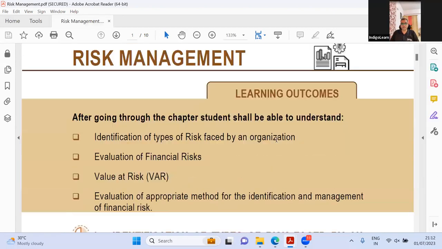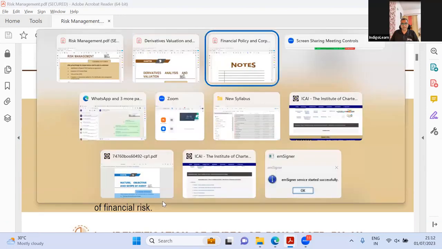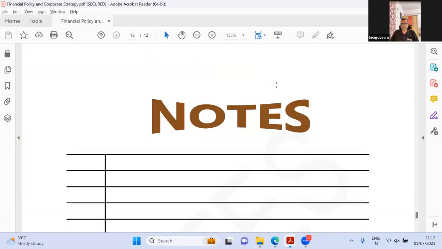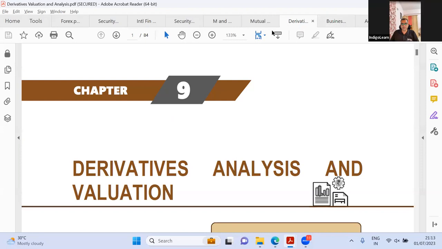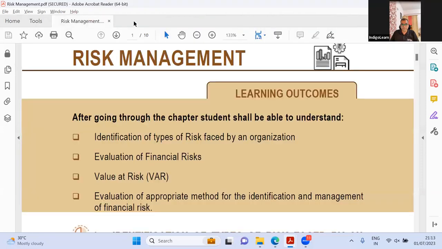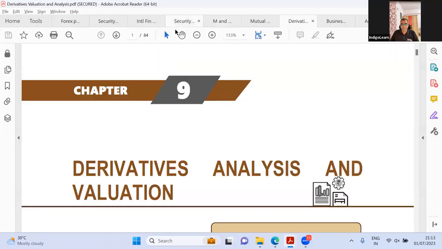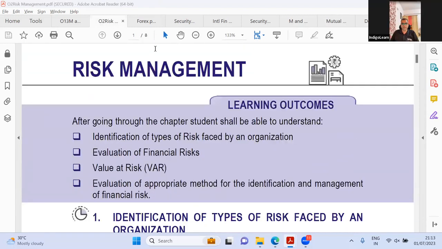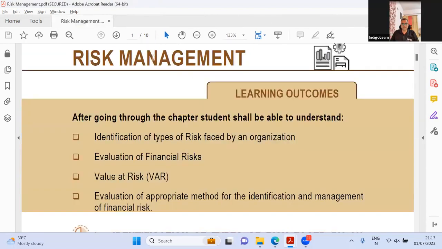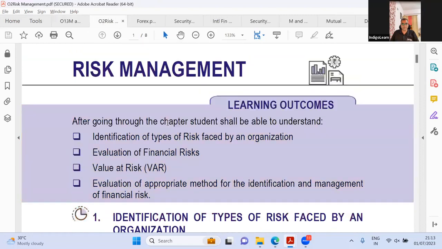Let us see what is there in the new syllabus. Identification of types of risk, evaluation of risk, VAR, evaluation of appropriate method. This is the new syllabus, I'm sorry. What is there in the old syllabus? Yeah, the old syllabus is here. It is about 8 pages. The new syllabus is about 10 pages. Let us see what they have added.